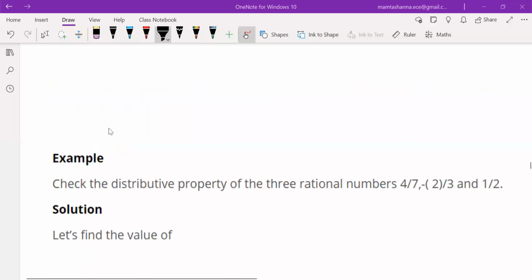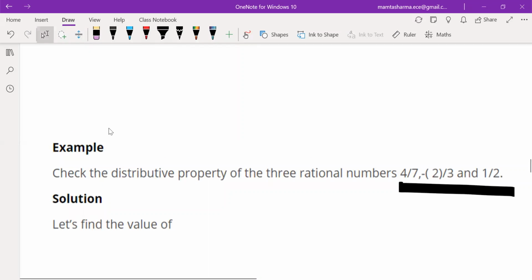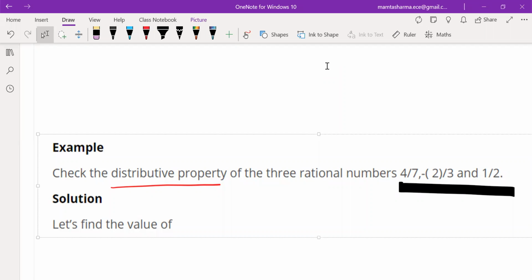Okay, let's take one example. Check the distributivity property for three rational numbers. If these three rational numbers have been given, then find out the distributive property for these numbers. Do it fast, all of you have to do it. I will ask anyone. Manideep, have you done it? Do it fast. All children, do it fast. And those who are unable to do it, please let me know.